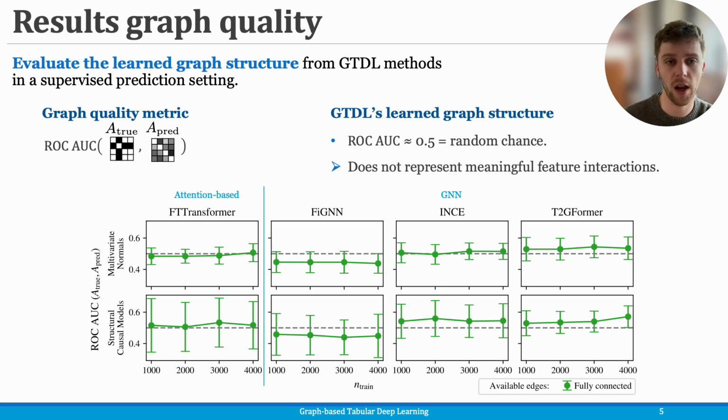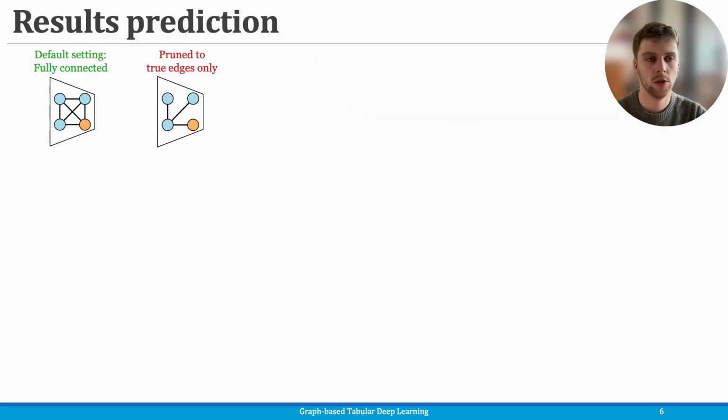So why should we even care about the correct graph structure? Well, first of all, it improves interpretability. Second of all, it improves prediction. So how does this improve prediction? In order to show this, we're going to compare the default setting, that is a fully connected graph, to a graph pruned to the true edges only. So for a GNN, we will just remove those edges, while for attention-based methods, we would mask the attention map at those edges.